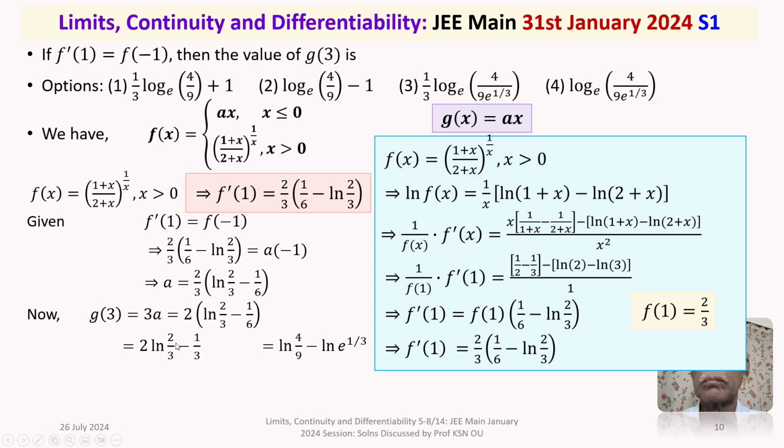2 ln of 2 by 3 is ln of 2 by 3 whole square, that is ln of 4 by 9, minus 1 by 3 is written as ln of e to the power of 1 by 3. Then, ln of a minus ln of b is ln of a by b. That will be ln of 4 by 9 e to the power of 1 by 3. That is the value of G of 3.